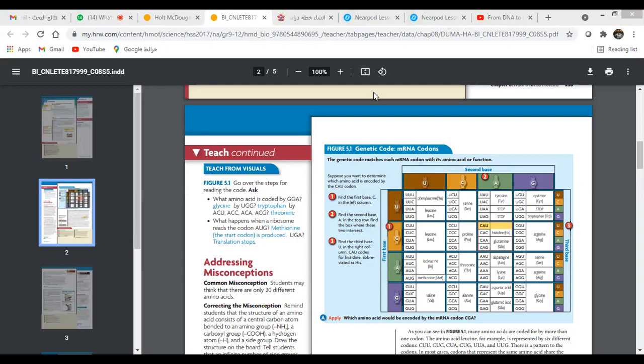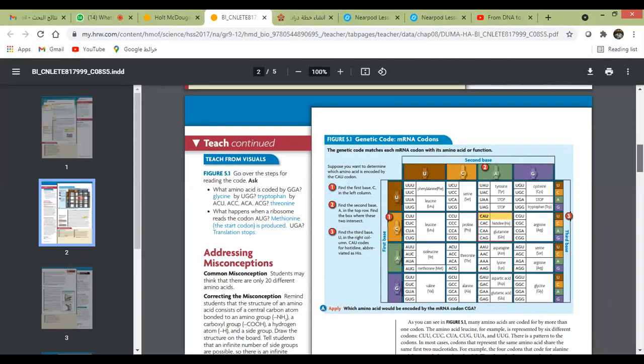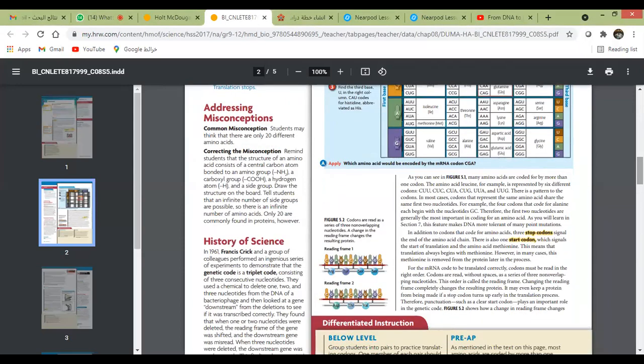100. Bravo. Because every 3 nucleotides will code for 1 amino acid. So if I have 300 nucleotides, that means I have 300 divided by 3, so I have 100 amino acids. Alright. Now let's look here at this figure.